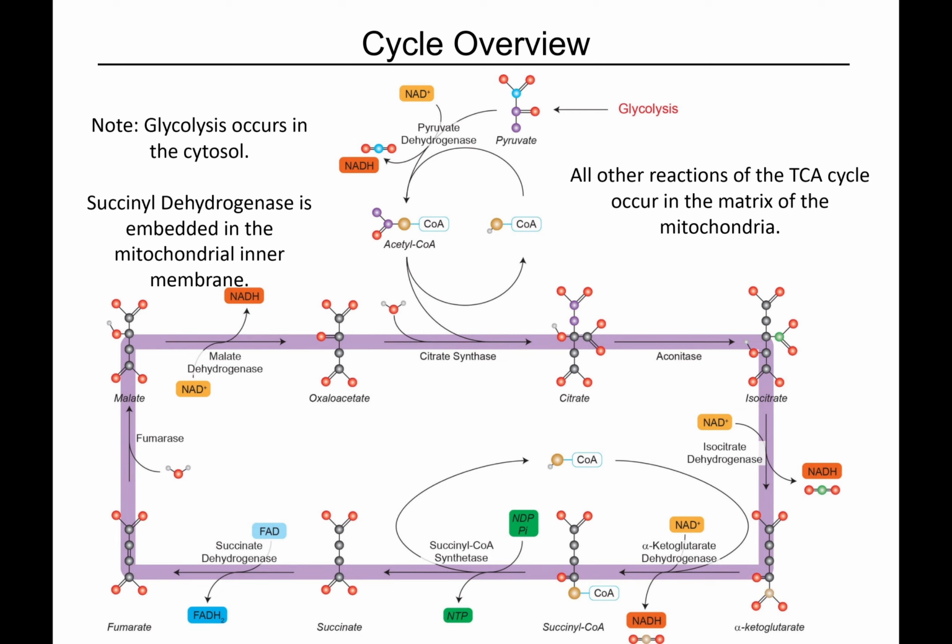Originally, the second exam was going to be Thursday before spring break, so in 1 week. We're definitely not getting there. So the exam is going to end up being the second week after spring break. Okay, so we are going to finish up the TCA cycle today. Next week, we'll talk about the mitochondrial electron transport chain and oxidative phosphorylation.